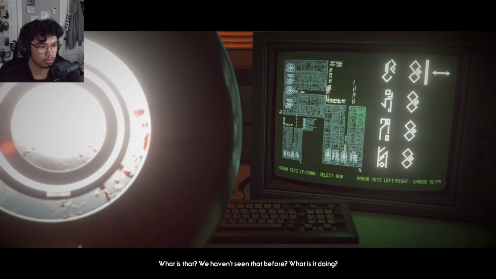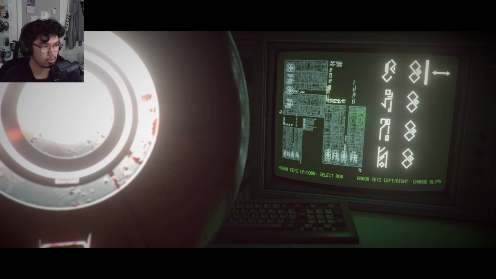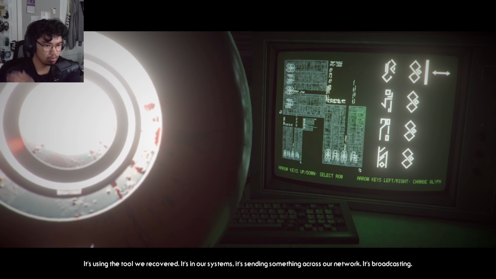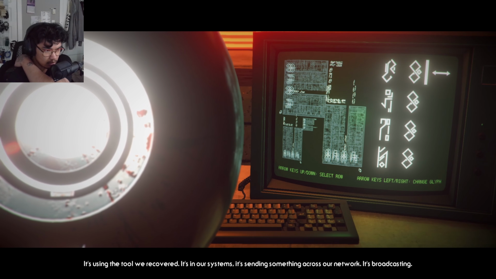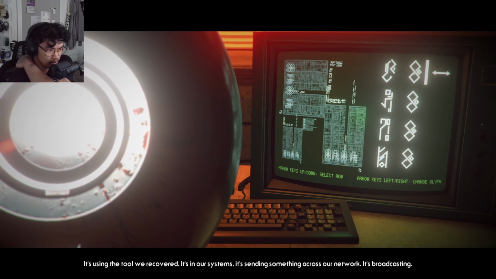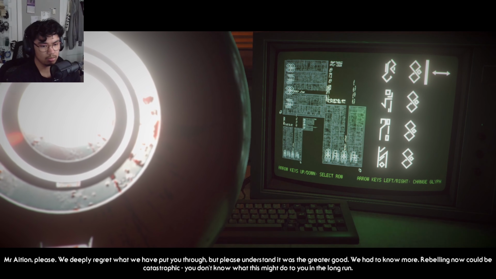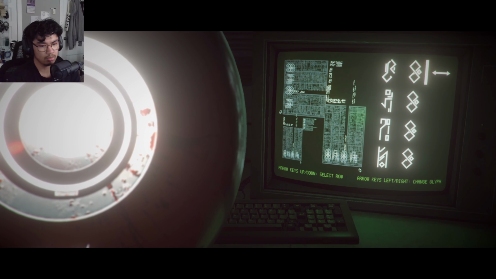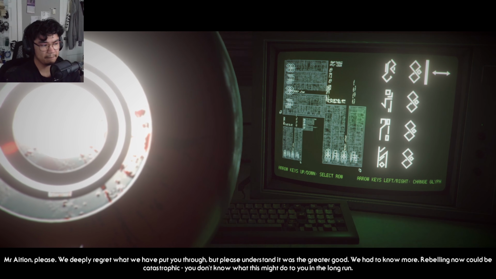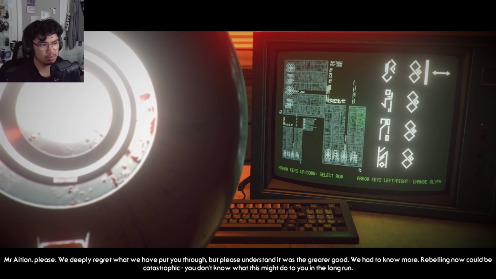What is that? We haven't seen that before. What is it doing? Using the tool we recovered from the crash site. It's in our systems. It's sending something across the network. It's broadcasting. Mr. Asian, please. We deeply regret what we have put you through, but please understand it was for the greater good. We had to know more. Rebelling now could be catastrophic. You don't know what this might do to you in the long run.